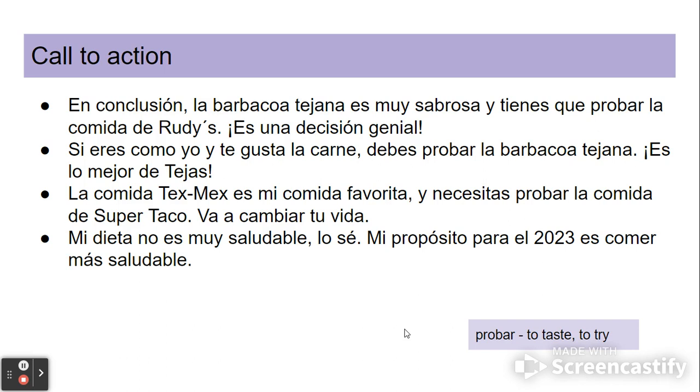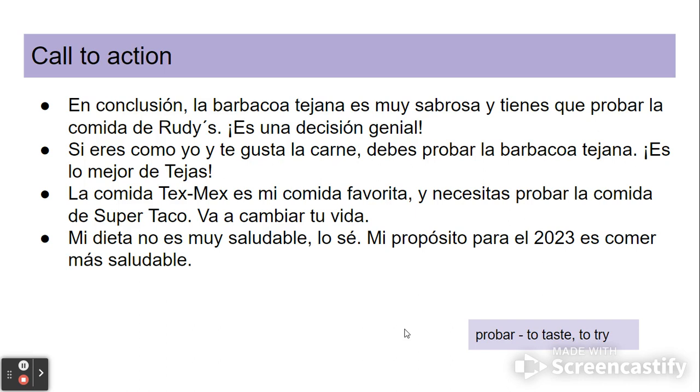La comida Tex-Mex es mi comida favorita. Y, here's our call to action, necesitas probar la comida de Super Taco. Va a cambiar tu vida. I could have a call to action for my own self.